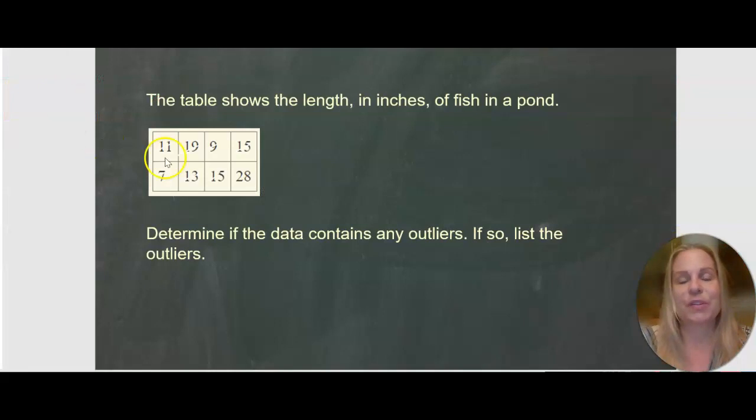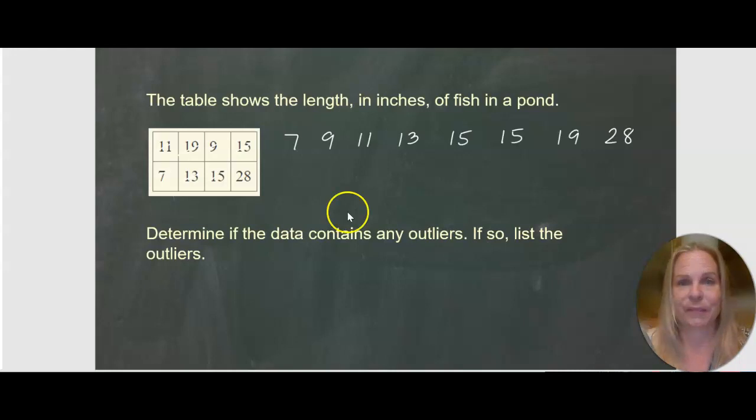The table shows the length in inches of fish in a pond. Determine if the data contains any outliers. If so, list the outliers. So the first thing that we need to do when we're trying to figure out if there are outliers is we have to put our numbers in order. So I'm going to do that, and then I'll be right back.